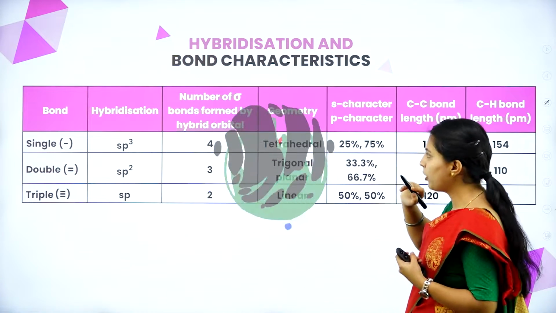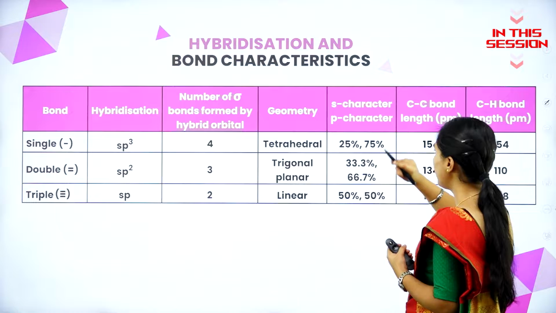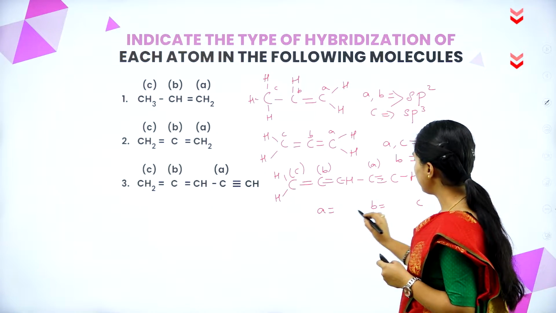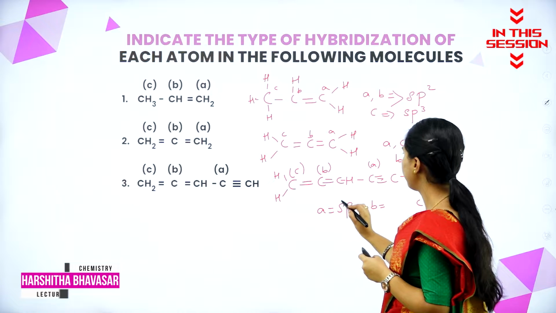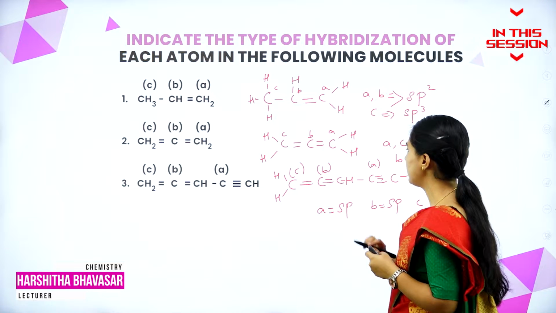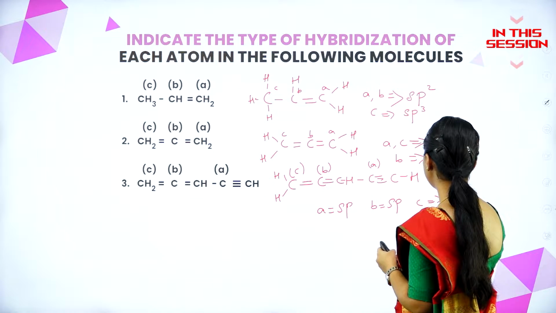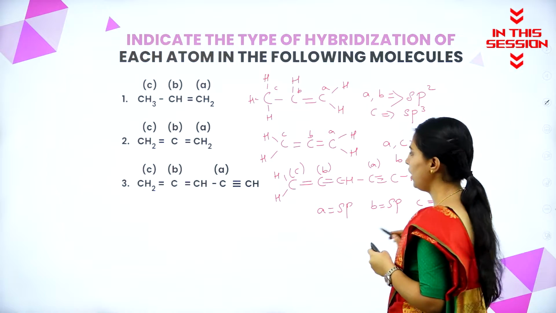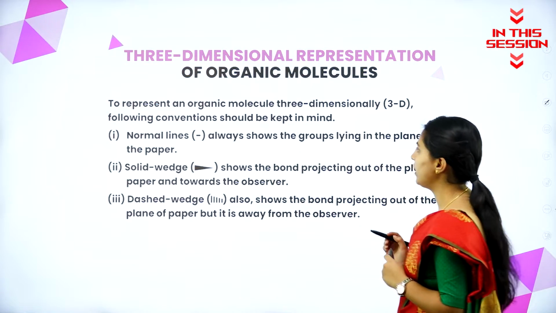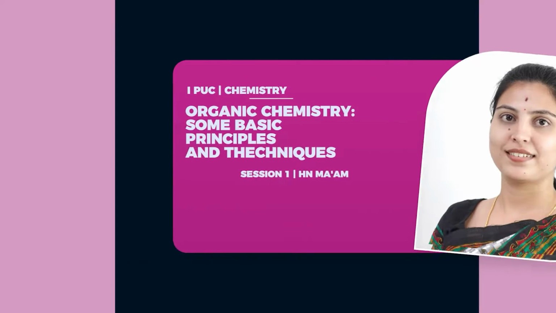In this sp hybrid orbital, s character will be 25%. In sp3 hybridization, p will be 75%. A is sp because a triple bond is there. B here is once again sp because two double bonds are present on its sides, and C is sp2. To represent an organic molecule three-dimensionally, the following conventions should be kept in mind.